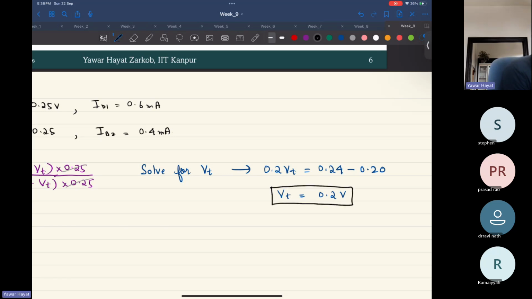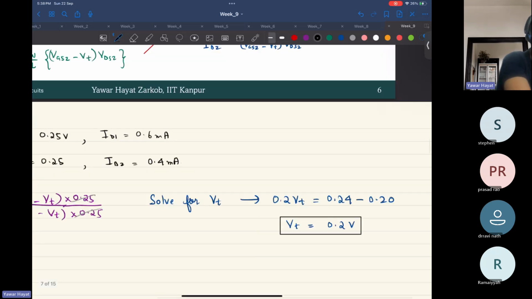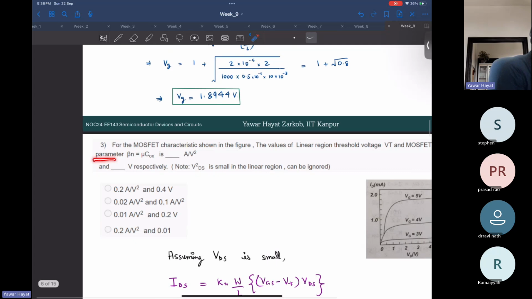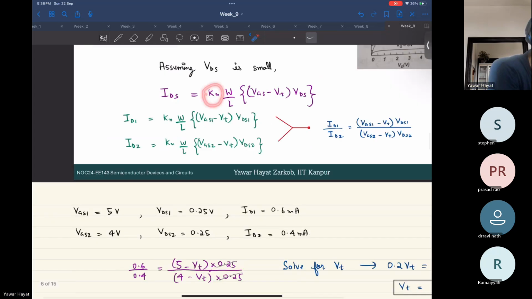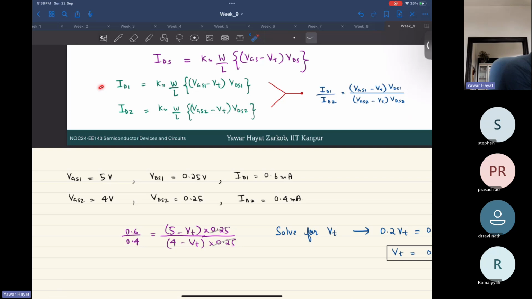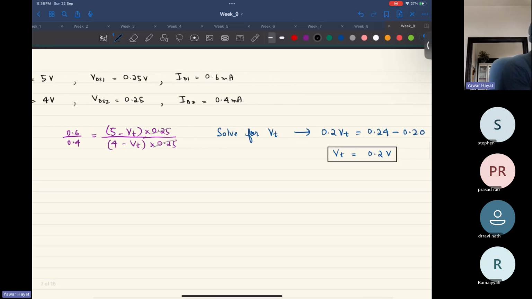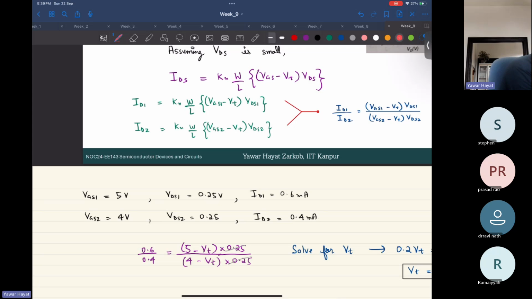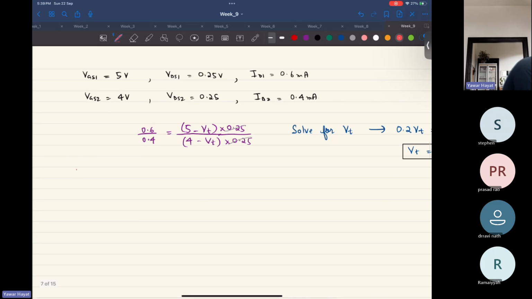That is your VT. Now, the part two of the problem, because not only did we need this VT, we also need to find this unscaled process parameter, beta n or Kn, whatever you say. For that, we'll take one of these two equations, either this or this, and plug in the value of VT and obtain Kn. We do this as follows. I'll use this equation. Let this be 1 and let this be 2.